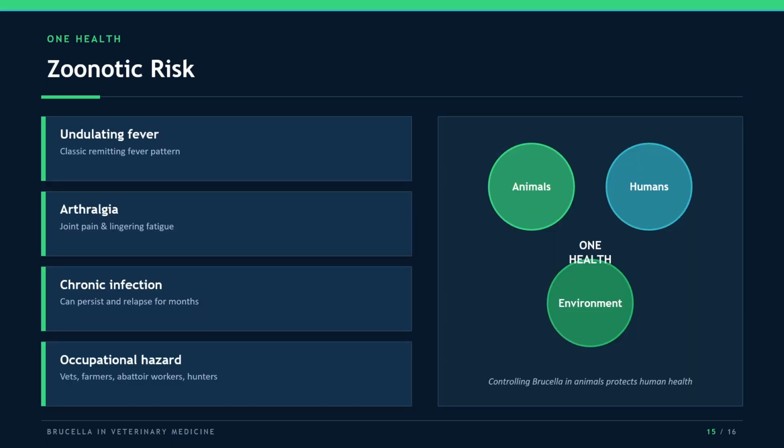Brucellosis in humans causes undulating fever, joint pain, fatigue, and chronic infection. People become infected through contact with reproductive fluids, aborted fetuses, or unpasteurized dairy products. Veterinarians, farmers, abattoir workers, and hunters are at higher risk. This is a classic One Health disease. Controlling it in animals protects human health.